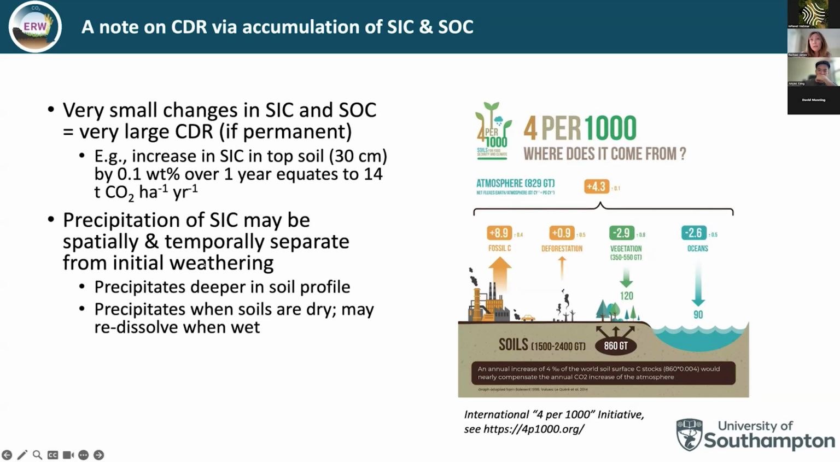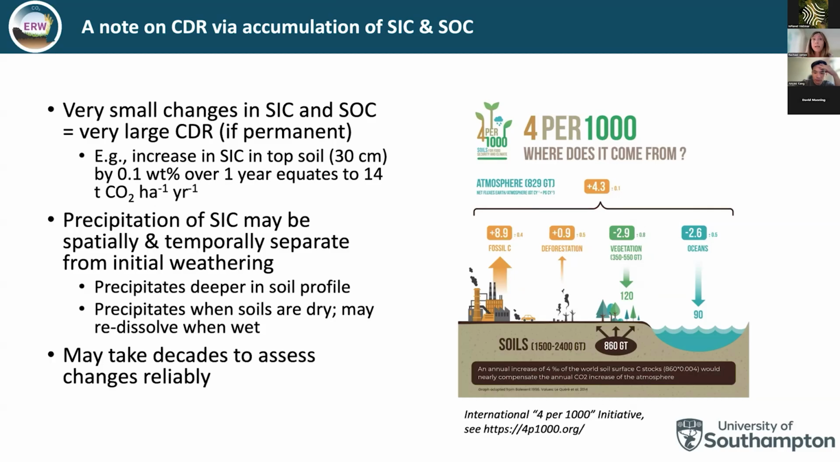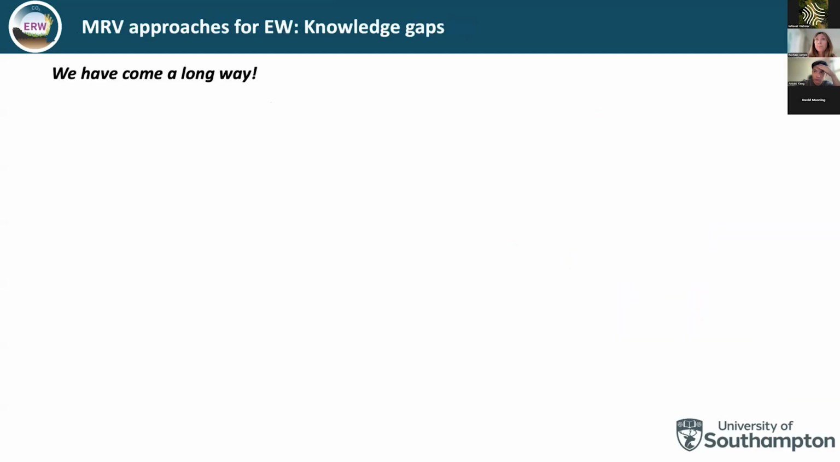Precipitation of soil inorganic carbon, though, is a tricky one because it can be spatially and temporally separate from where the weathering takes place. David spoke about this, it tends to precipitate deeper in the soil profile, and it precipitates when soils are dry, but can redissolve when it's wet. So it may take decades to assess those changes reliably.